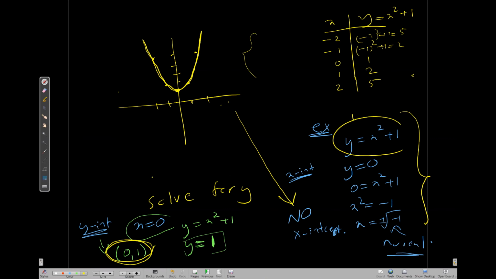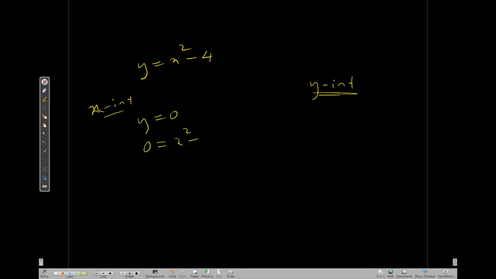And let's do one more example. How about this? y equals x squared minus 4. Okay, so x-intercept and y-intercept. You know what? You can pause the video and quickly do it for yourself and check your answers. Assuming that you have done that, for the x-intercept, you put y equals 0, so 0 equals x squared minus 4.